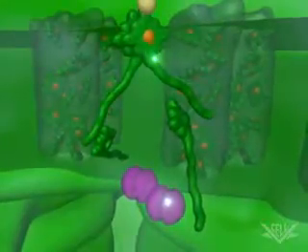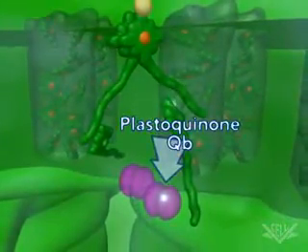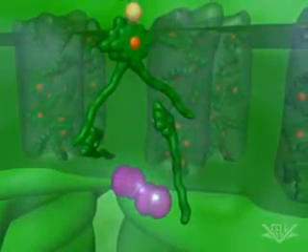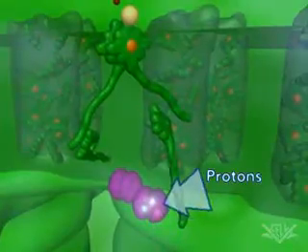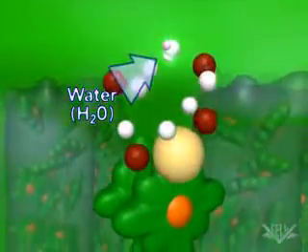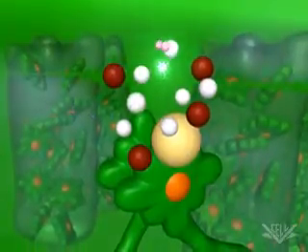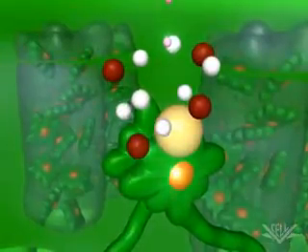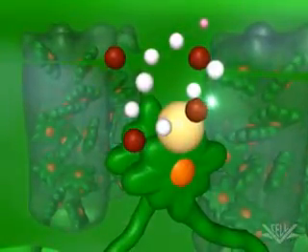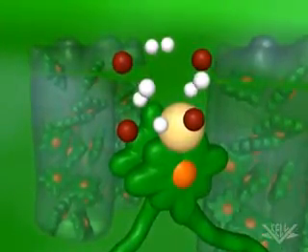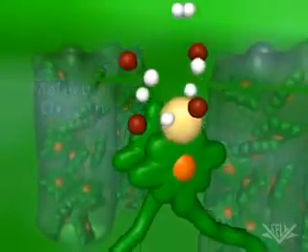Once excited, 2 electrons are transferred to plastoquinone QB, the first mobile carrier. In addition to the 2 electrons, QB also picks up 2 protons from the stroma. The 2 electrons lost from photosystem II are replaced by the splitting of water molecules. Water splitting also releases hydrogen ions into the lumen. This contributes to a hydrogen ion gradient, similar to the one created by mitochondrial electron transport. After 2 water molecules have been split, 1 molecule of molecular oxygen is created.